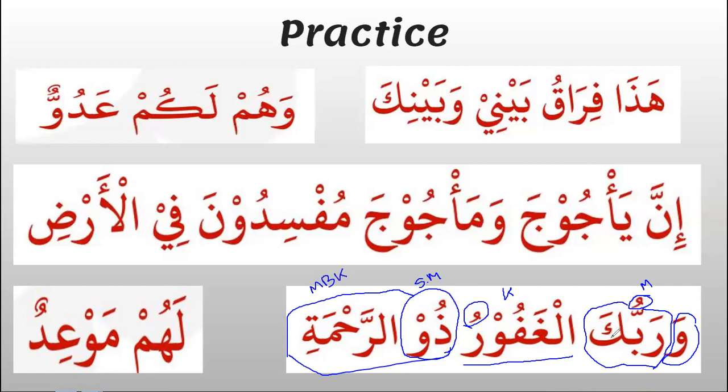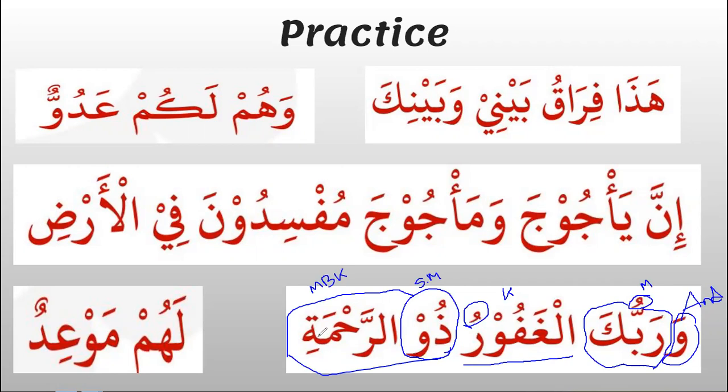Not by your Lord. This wa is not making anything jar, so it's not "by". It's just "and", an atf. And your Lord is Ghafur, extremely forgiving. Then Zu means possessor of. Possessor of love and mercy. Rahma does not only mean mercy; Rahma means love, care, mercy, more and more. So your Rabb is extremely forgiving, possessor of love, care, and mercy.